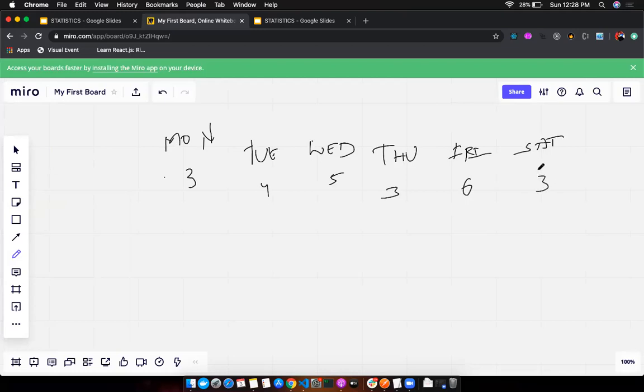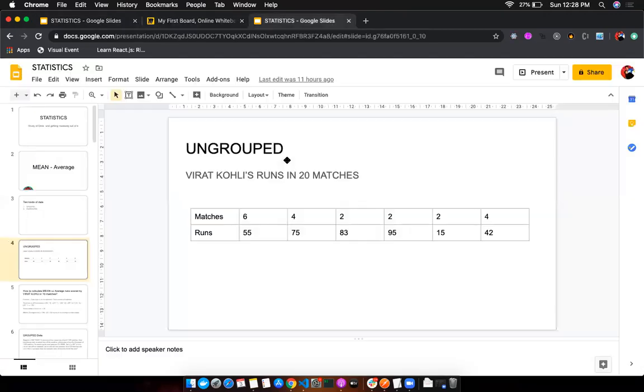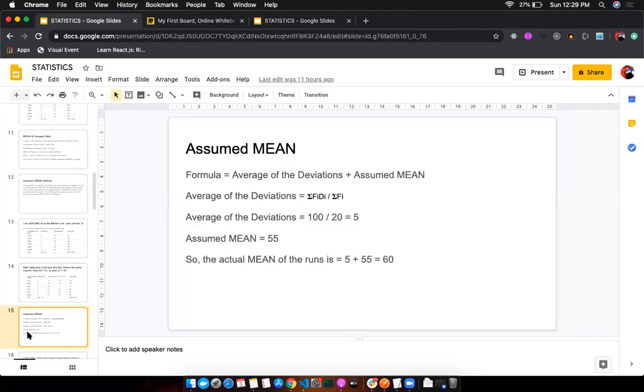So which is the number of chapatis that you ate the most number of times? You ate 3 on Monday, 3 on Thursday, and 3 on Saturday. So you ate 3 chapatis 3 times. Apart from that, you ate 4 chapatis only once, 5 chapatis only once, 6 chapatis only once. So here the mode of this data will be 3, because you ate 3 chapatis 3 times. The value that occurs the most is called the mode.